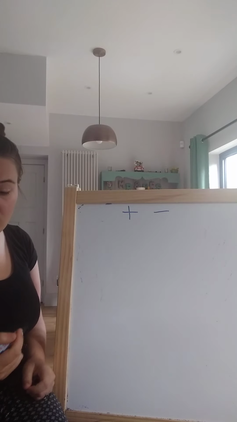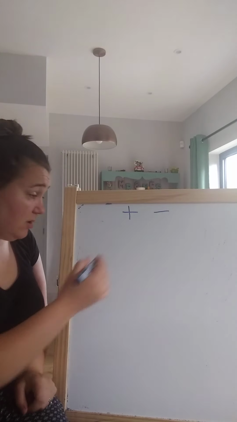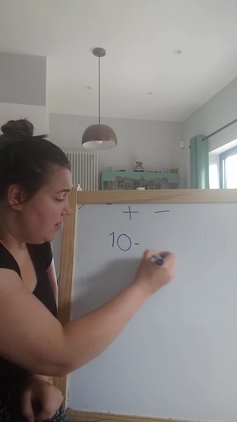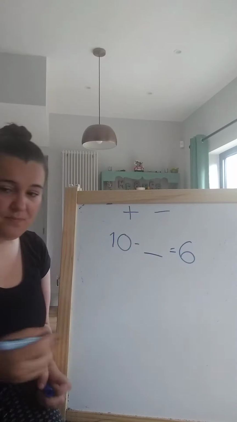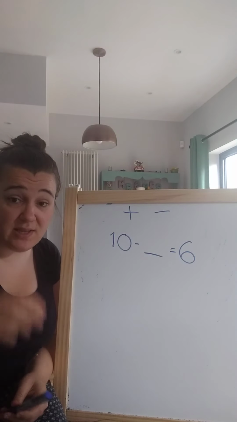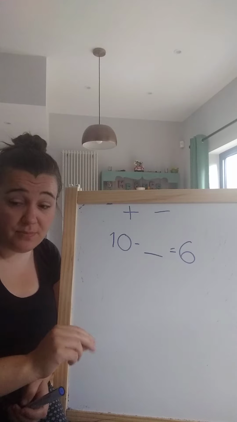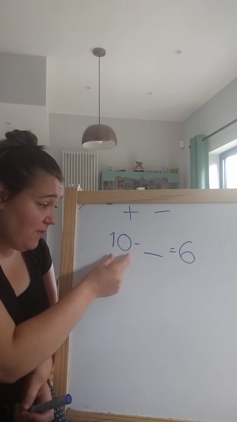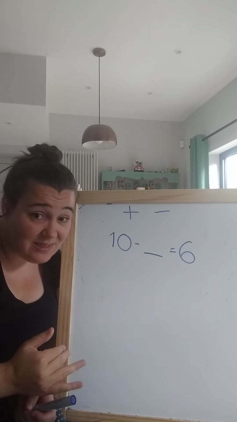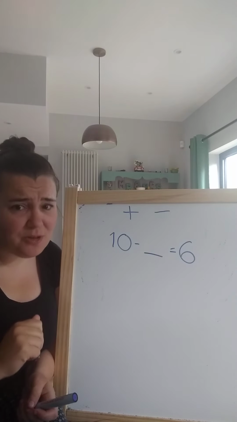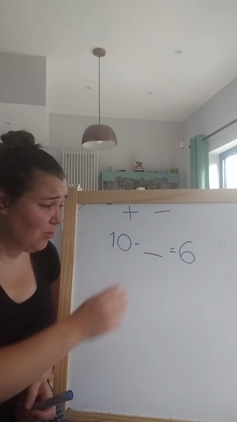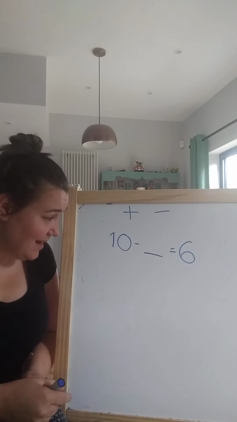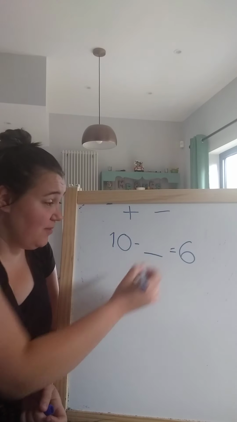Now this one is a takeaway, that's absolutely fine. So 10 take away something equals 6. If you use the sheet, it says missing number in the middle, do a subtraction and solve the riddle. So it's basically saying if I do 10 take away 6, I will get my answer. That's a number bond, so I'm hoping. What's the missing number? 4, because 6 add 4 equals 10. But if you need to work it out, that's absolutely fine.